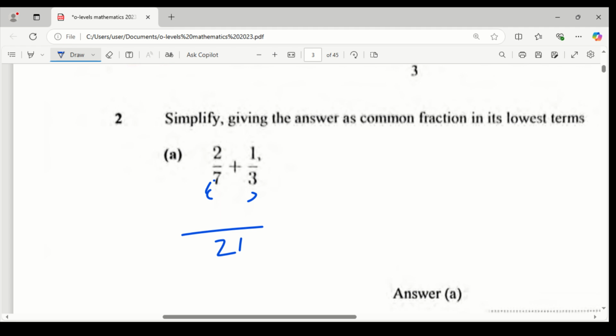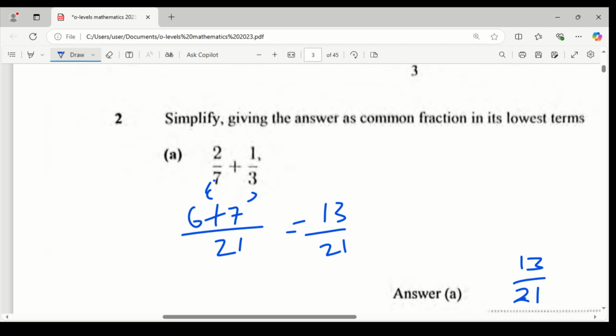So 7 into 21 will be 3. 3 multiplied by 2 will be 6. And then you put our addition sign. Then you say 3 into 21, it becomes 7. 7 times 1 is 7. Then you add, you just say 6 plus 7 is 13 over 21. If you look at this one, you can't reduce it, so that will be our final answer. So our final answer for number 2A will be 13 over 21.